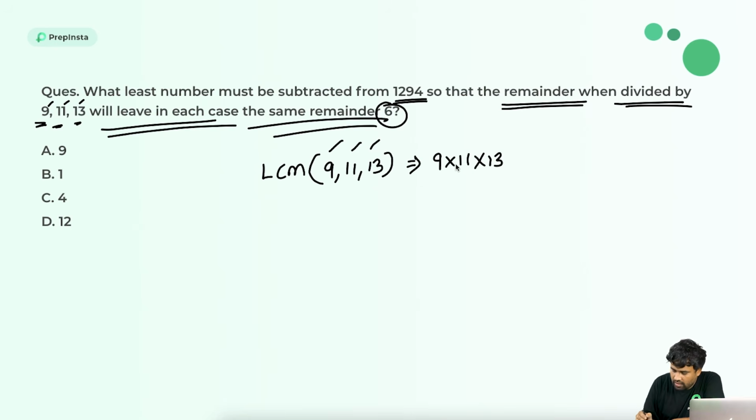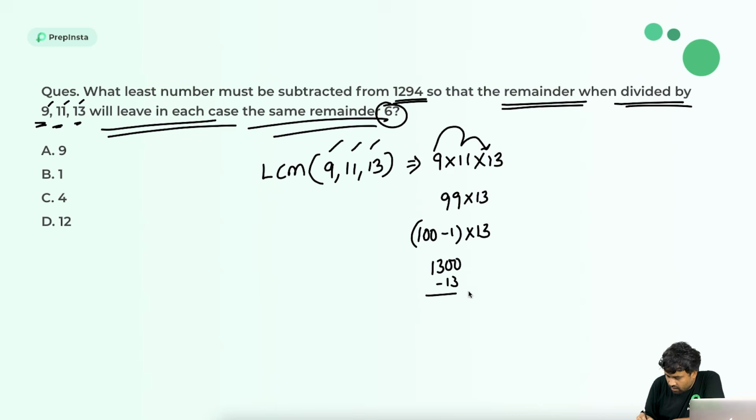So 99 into 13. See guys, 9 into 11 is 99, into 13, right? So 99 into 13 is very simple. 100 minus 1, into 13, right? So 1300 minus 13, which is nothing but 1287. Why? Because 99 is nothing but 100 minus 1. So (A minus B) into C is AC minus BC. So the answer is 1287.